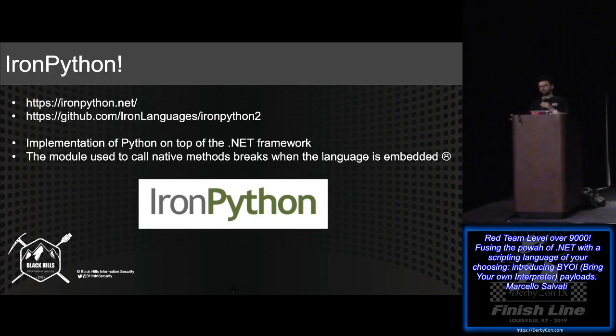The problem with IronPython though is that it does support P/Invoke, but when you try to do P/Invoke in an embedded IronPython engine in memory, that module breaks. If you're running IronPython in memory and try to do P/Invoke, it just throws up on you. It just decides not to work anymore. And so that was a big issue.